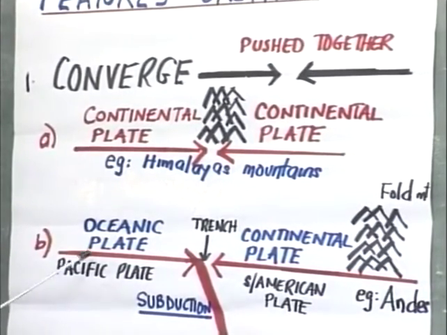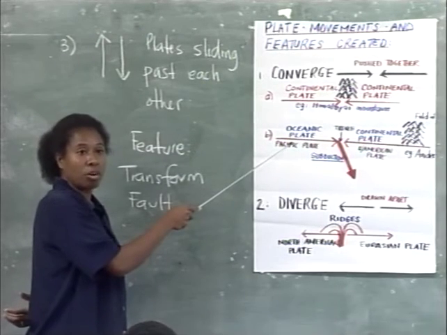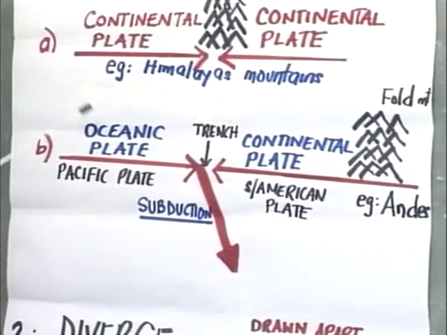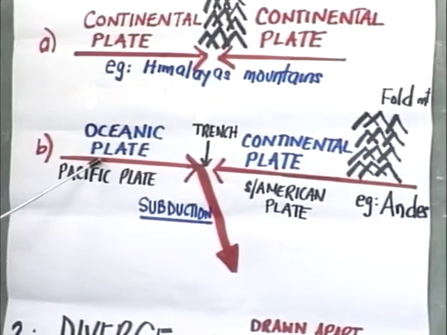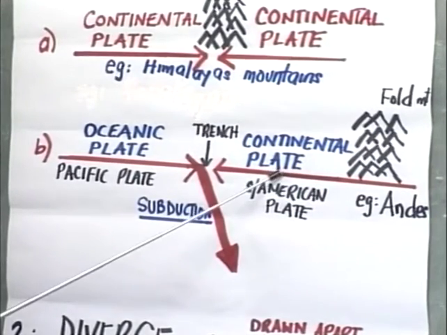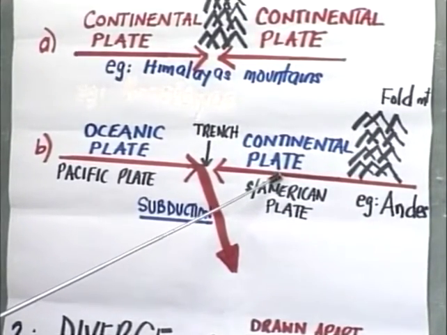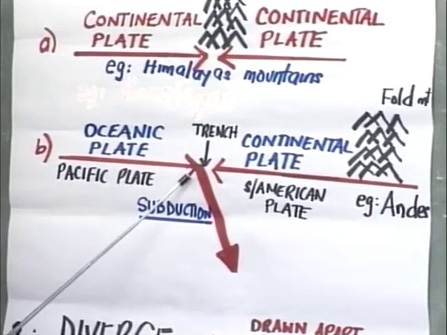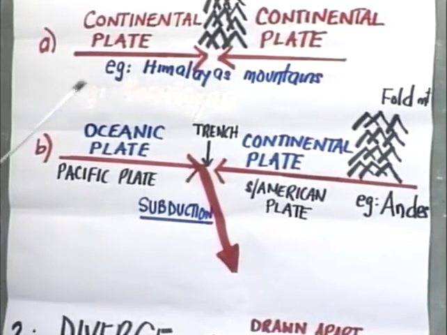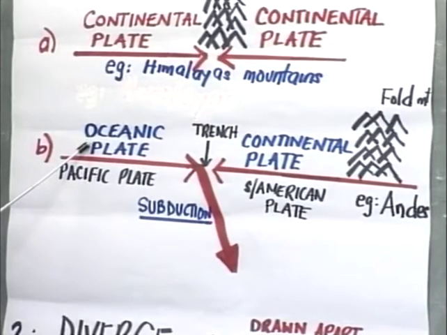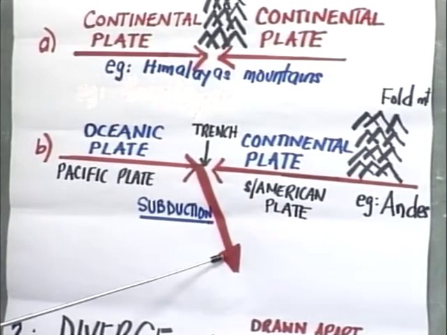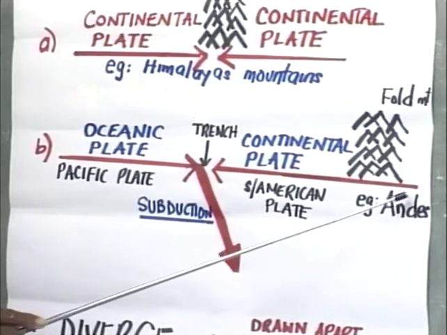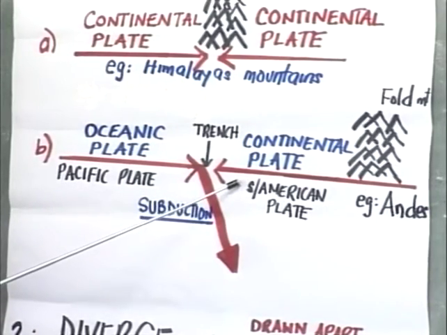We're still looking at plate convergence or plates colliding. When one plate is oceanic and the other plate is continental, we check. When they meet or move towards each other, note that the oceanic plate, being the lighter plate, will subduct, or be forced under the continental plate, which is denser or heavier.